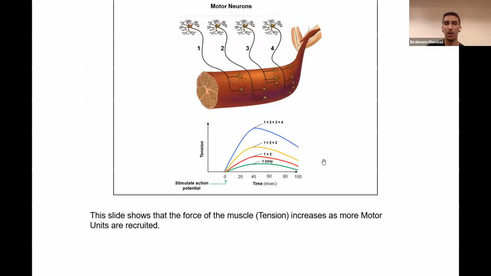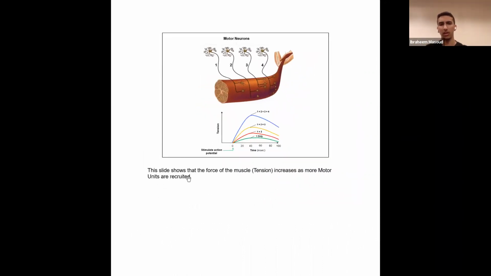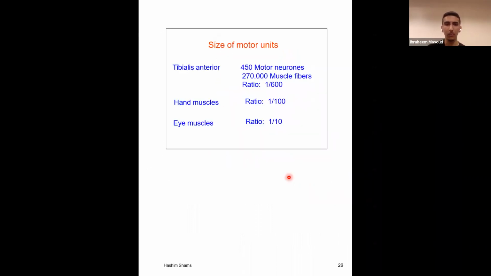And this is how things work. See, now you ask me what happens. Look at the contraction, because only one motor unit is working. If it's two, if it's three, if it's four, it keeps adding up. And as you said, more motor units, more strength or tension. See, it's written down. Okay, let's move on.